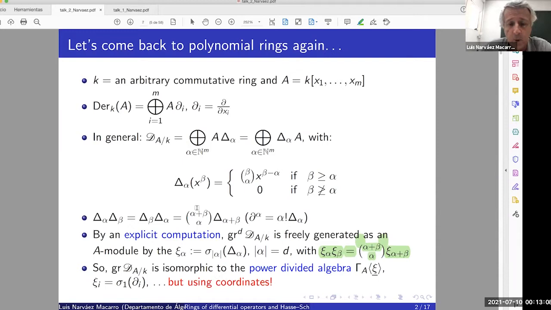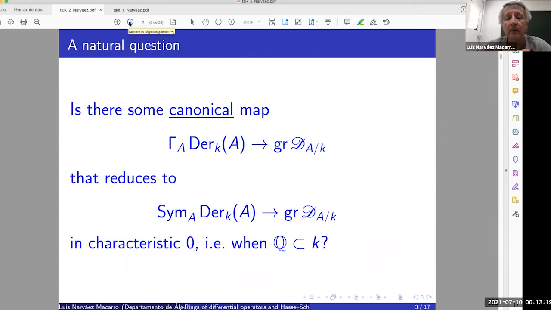But this computation is explicit, is easy, but we have to use coordinates in order to understand what happens. So the question is the following: in the same way that in the general case we had a canonical map from the symmetric algebra of derivations to the graded ring of differential operators, is there some canonical map from the divided power algebra of derivations to the associated graded ring of differential operators, that in the case where our base ring K contains the rationals, becomes the same canonical map we had last time? So this is an actual question.